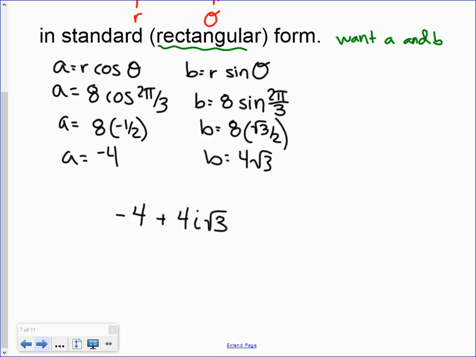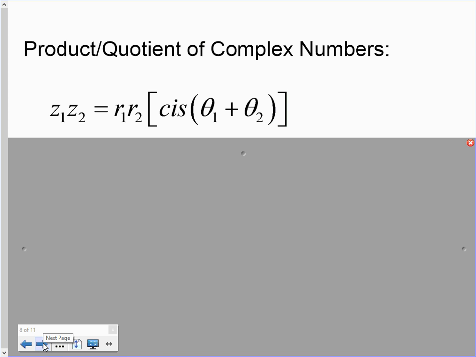Okay. All right, we've got one other thing to talk about today, and that's being able to multiply and divide complex numbers in their trig form. Okay. So they each come with a formula. Here's your product formula. So we're doing the product and the quotient of complex numbers. I'll give you an opportunity to just jot that down. Remember, the z's on the left just mean complex number.